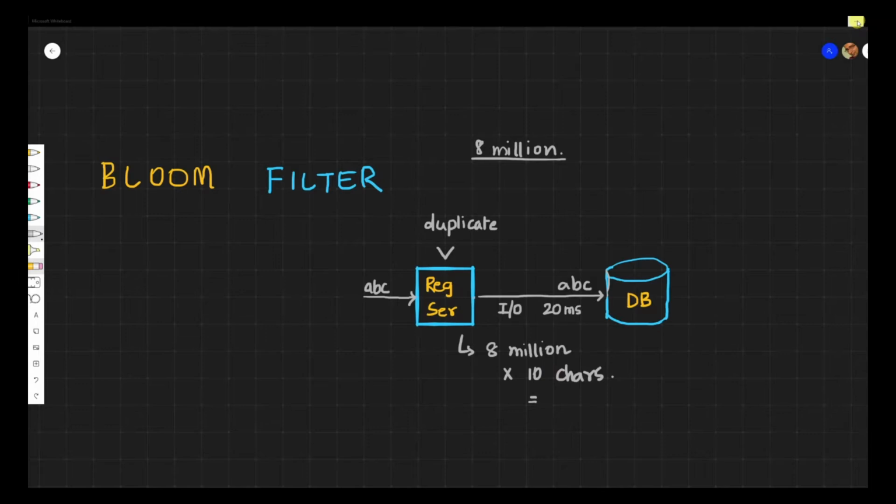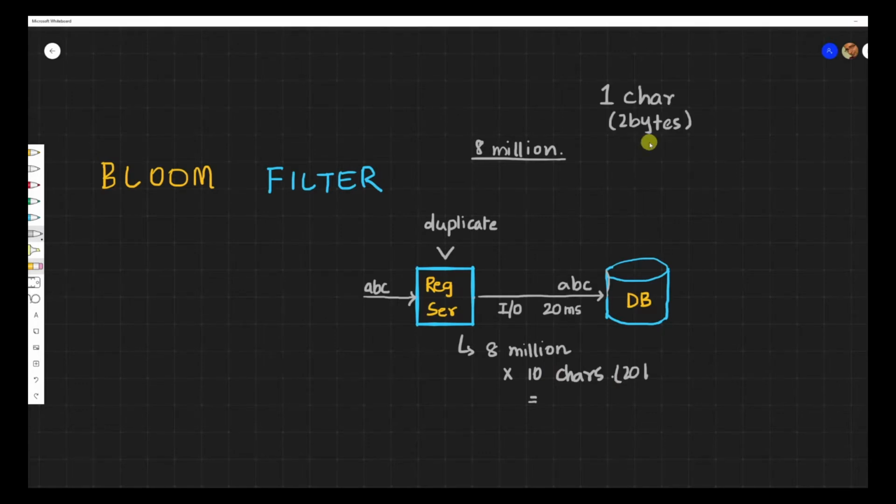A single char takes about 2 bytes, so 20 bytes into 8 million. We'll end up storing about 160 million bytes, equivalent to around 160 MB. That's the storage that we are going to need to store this data. And also let's take some numbers to understand the volume of requests we are talking about. Let's say 60k RPM, 60,000 requests per minute, which means we have 1k requests per second.